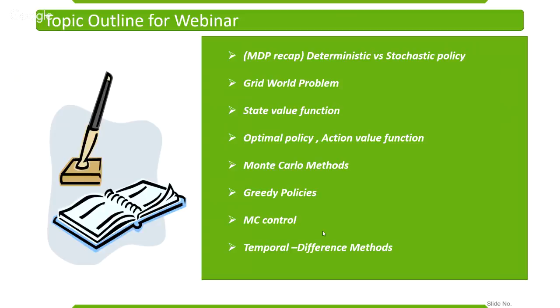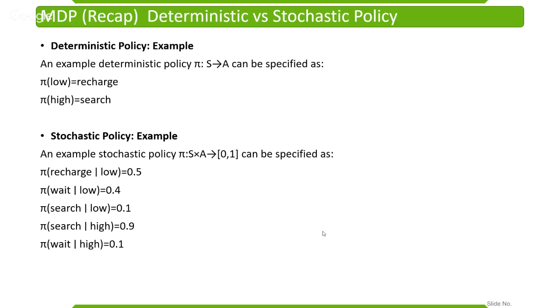So let's move on step by step to each of our topics. The first topic, if you remember, in the last webinar we had an example for the Markov decision process. The example was that there is a robotic agent, whose main goal is to search for as many soda cans as it can while its battery is high. Also, there is a docking station in the room where that agent resides, and whenever the battery is low, the agent should recharge the battery.